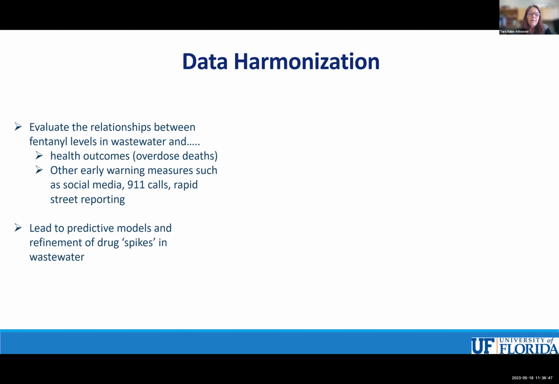And the idea here is if we can understand the relationship between what we're seeing in wastewater and the health outcomes, that we can develop predictive models and have a better understanding of what it means when we see a spike in wastewater, as to what we might anticipate the community health effects will be. And we hope that that leads to better and maybe more rapid community level interventions.